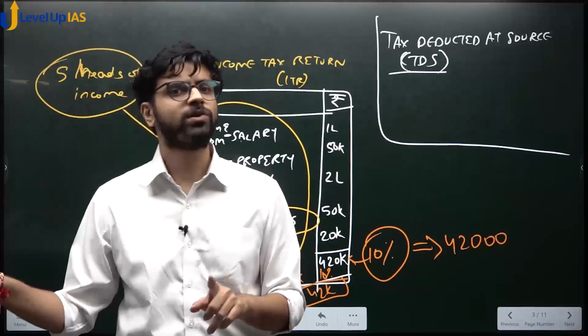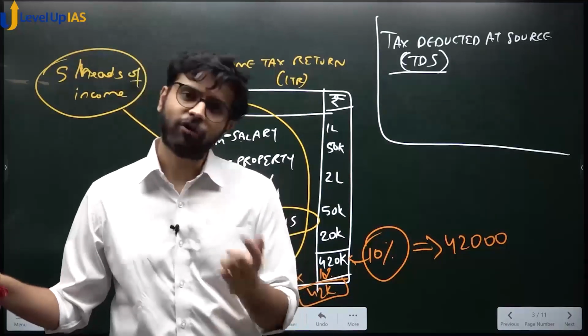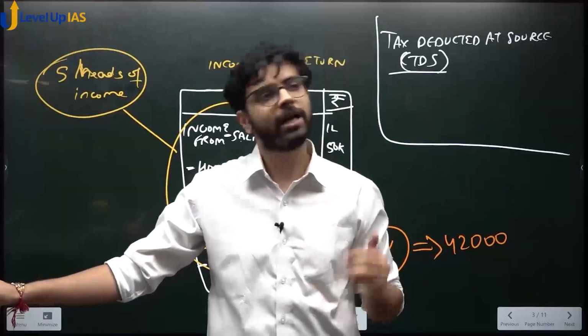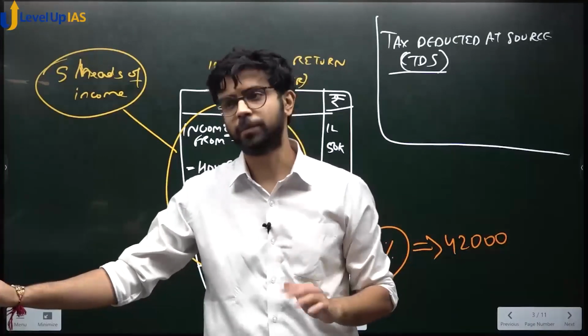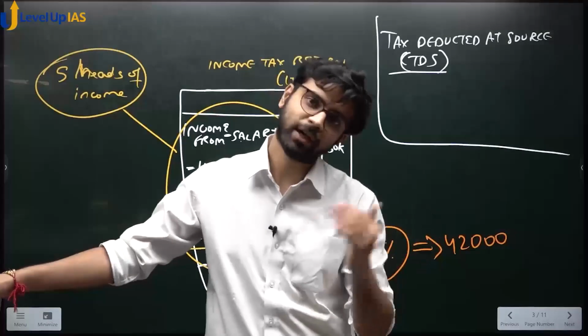So on that 20,000 on which LevelUp has already deducted a tax and paid it to you, I wanted a refund. The government will be more than happy to give you a refund. You can claim a refund. That is not a problem. Deficit tax you can pay to the government, extra tax you can claim a refund.